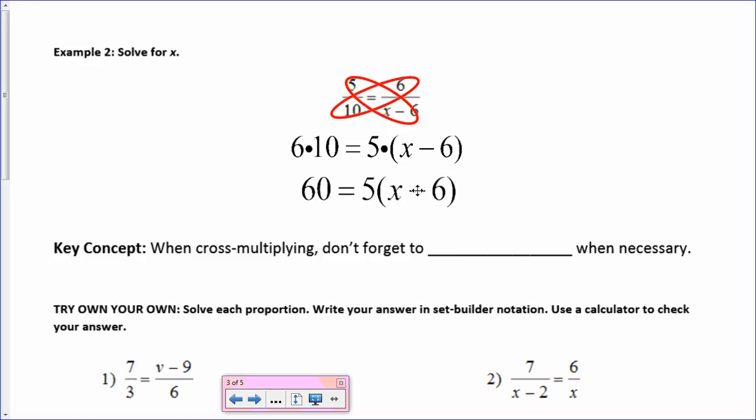Go ahead and simplify it. We get 60 equals 5 times x minus 6. Now we just go ahead and solve. Now it's a multi-step equation because we have to distribute here. We're going to distribute the 5 to everything. Oh, sorry, we rewrote it.